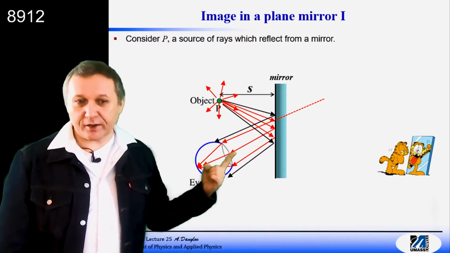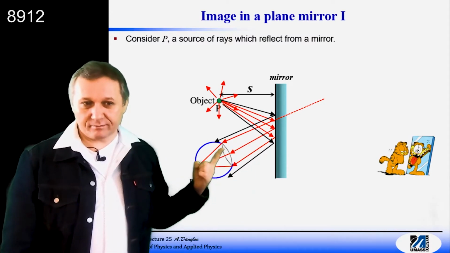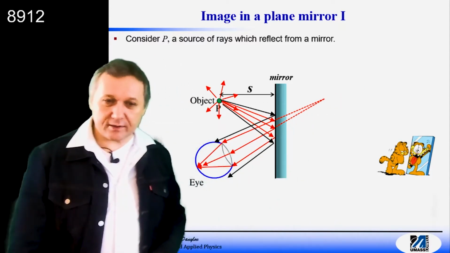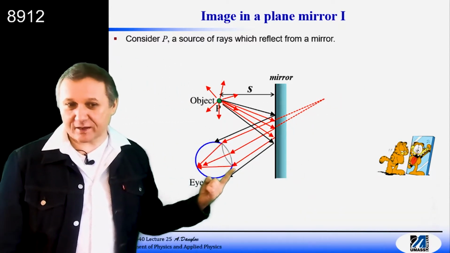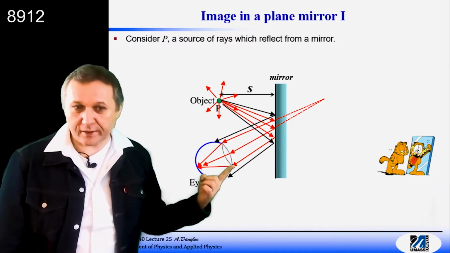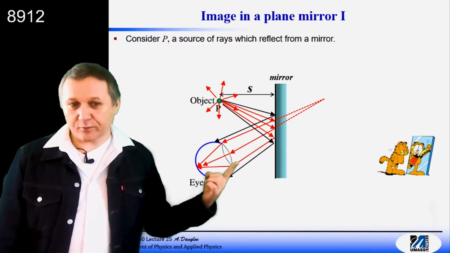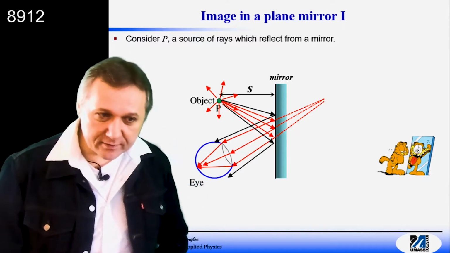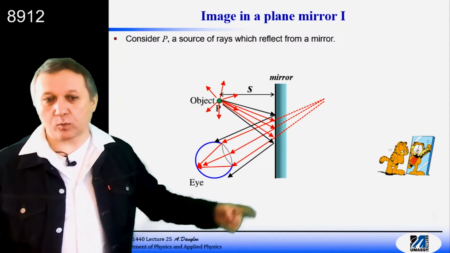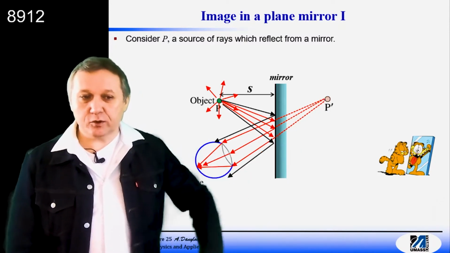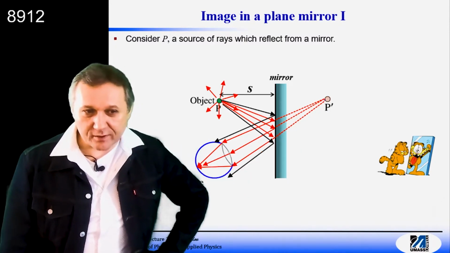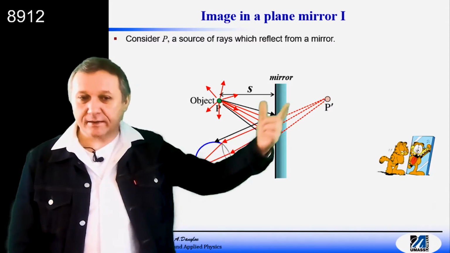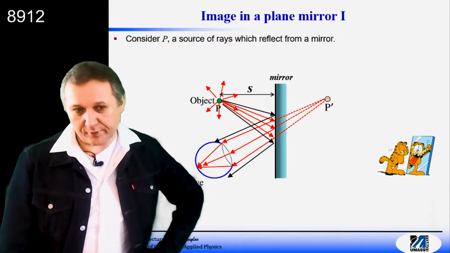Then again, the brain will interpret that this ray came from a source which lies somewhere on this line. And of course, exactly the same we can say about this ray. Again, according to our brain, this ray came from a source which lies on this line. And of course, all these 3 lines are going to intersect at one point, and to our brain, that will be the source of these rays, right? And that is the object for our brain.